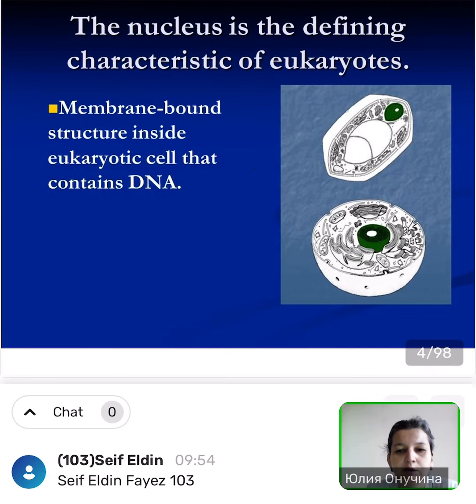About our topic. We must revise that the nucleus is present only in eukaryotic cells. This structure is membrane bound, and inside we can find DNA, a molecule that contains genetic information about the cell.